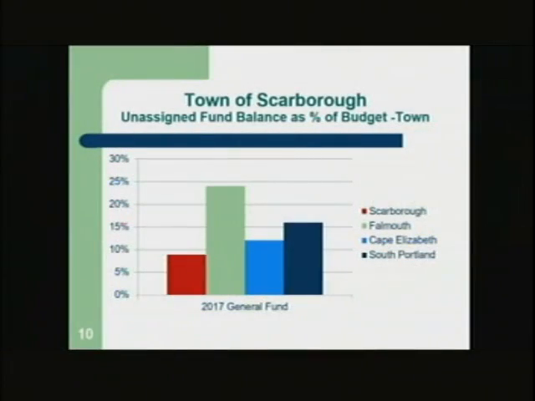And so we've done some comparisons here to some other communities. I can definitely say it's kind of a wide range. Falmouth is at 25%. Cape Elizabeth's at a little more than 10%. South Portland's at about 16%. And they all have variations in their policies. Some policies are at 8%, some are at 10 or 15%, and they're kind of all over the place. So I think a rule of thumb is generally at least 1 month is considered to be good. A lot of other towns seem to be more in the 12 to 15% range, I think. I don't know if anybody has any thoughts or questions on that.